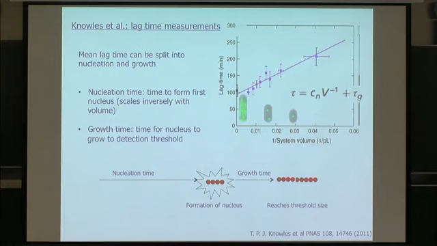And so that presents a picture of the lag time where it's actually got two components. So they say that there's a nucleation time, which is the waiting time to the formation of the first nucleus, and that scales inversely with the volume, as you would expect for a kind of Poisson nucleation process. But then there's also a growth time, which is the time that it takes you to actually detect the existence of this growing fibril, and the growth time accounts for this offset here, and that's what they found out.